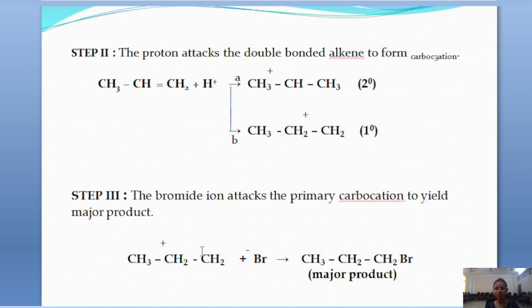But in anti-Markovnikov's rule, we choose the primary carbocation. Why? Because in the primary carbocation the positive part of the acidic reagent combines with the double bonded carbon which has the least number of hydrogens. Then we take the primary carbocation, react it with the leftover bromide ion, and we get the major product. The other possibility will be considered the minor product. So if your teacher gives you a reaction and asks you to identify the major and minor product, you have to identify it like this. For Markovnikov's rule you choose the secondary carbocation, and for anti-Markovnikov's rule you choose the primary carbocation. The main product is the major product and the leftover product is the minor product.